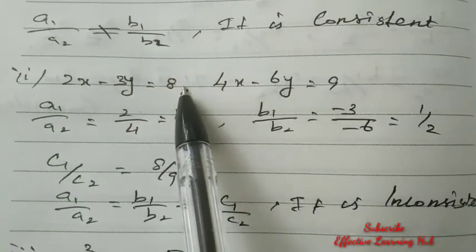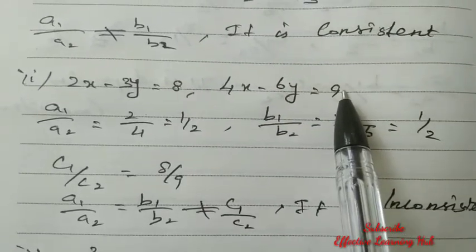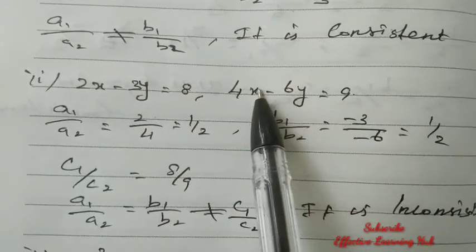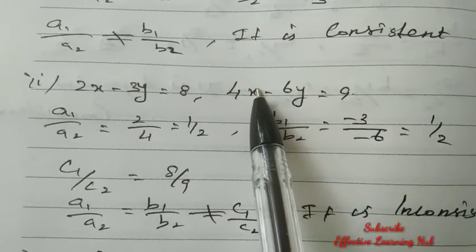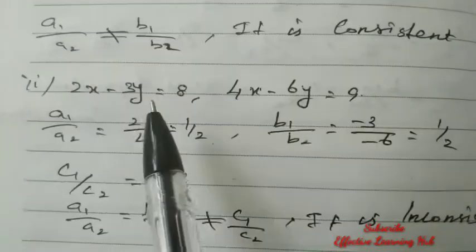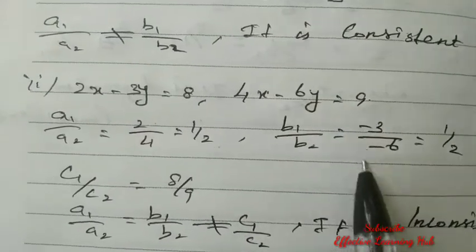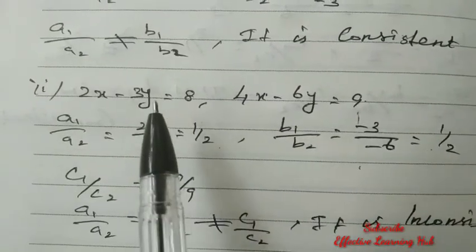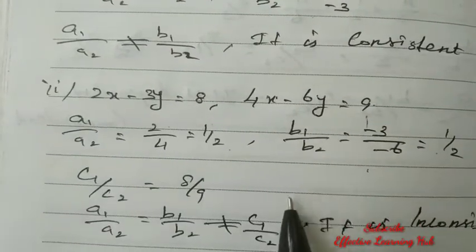Second question. 2x minus 3y equal to 8 and 4x minus 6y equal to 9. a1 by a2: 2x divided by 4x, so 2 divided by 4. Cut with the 2 table: 1 2s are 2, 2 2s are 4. b1 by b2: b1 value minus 3, b2 value minus 6. Minus minus cancel, 1 3s are 3, 2 3s are 6. Next c1 by c2: 8 by 9, one table only going.